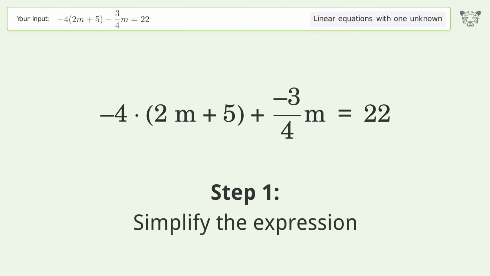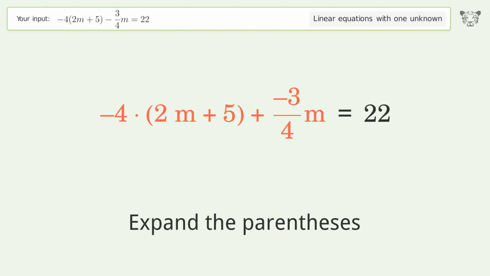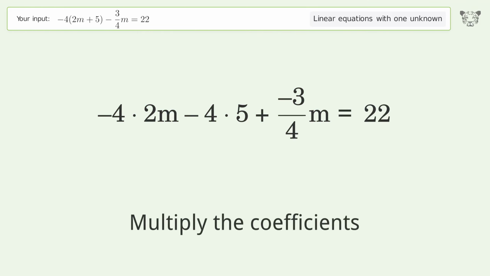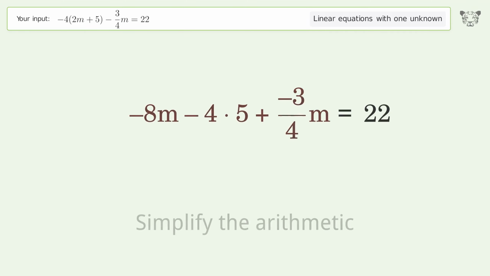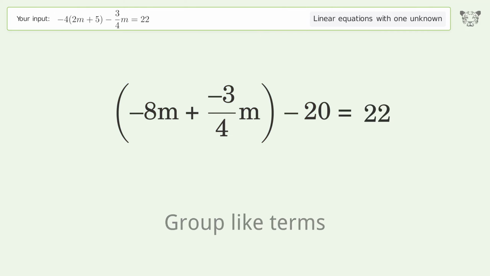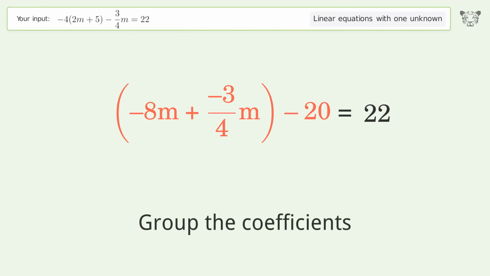Simplify the expression. Expand the parentheses. Multiply the coefficients. Simplify the arithmetic. Group like terms. Group the coefficients.